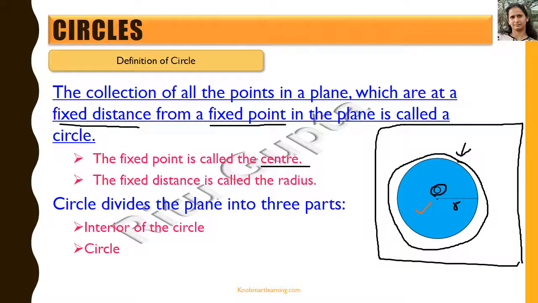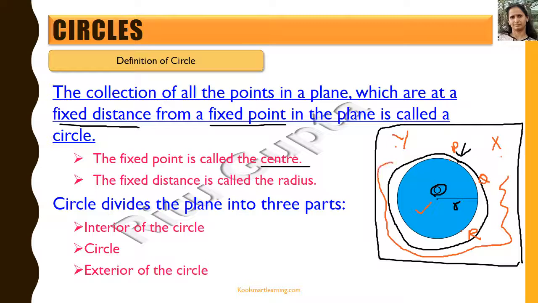So if we draw this point P, and a point Q, we could have multiple such points on the circle. And this complete boundary that we see here, that is the circle itself. And the third part is the exterior of the circle. So for example, we have a point X here and a point Y here, or we could say that this complete area is the exterior of the circle. So a plane is divided into three parts.